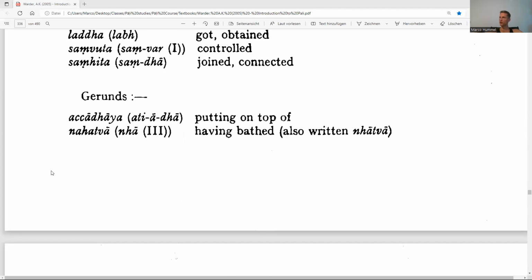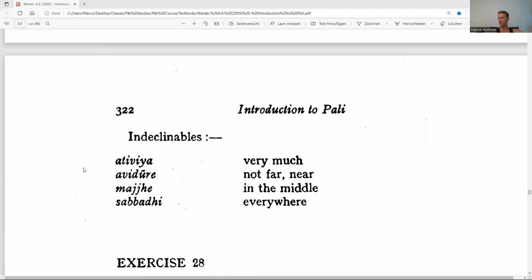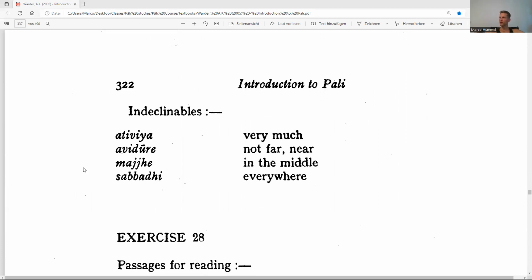A couple of gerunds we have. Acchadaya, putting on top of. Nahatva, having bathed, or also written Hatva. And a few indeclinables. Atiriva, very much. Avidure, not far, near. Majje, in the middle. And sabbati, everywhere.